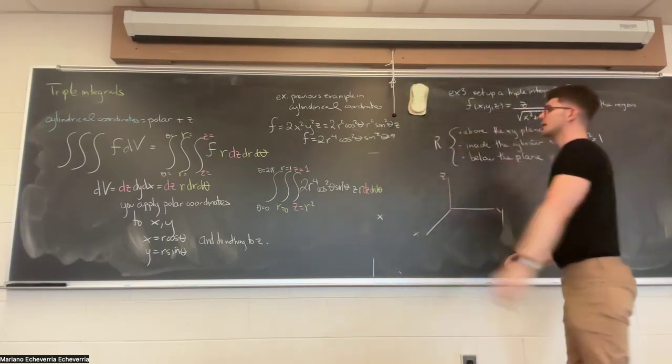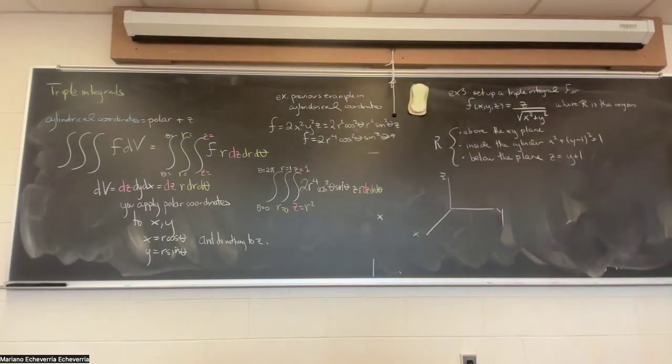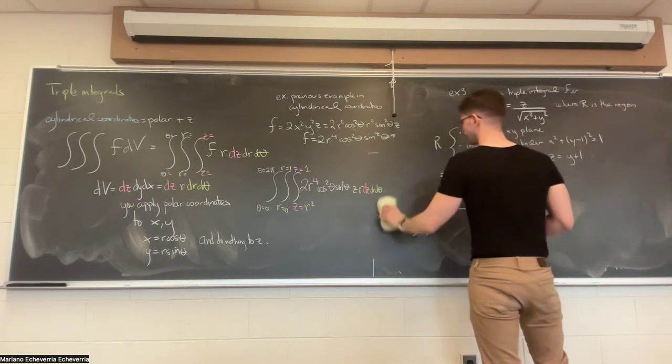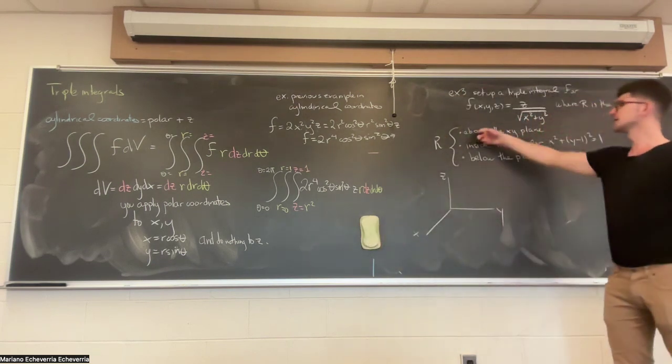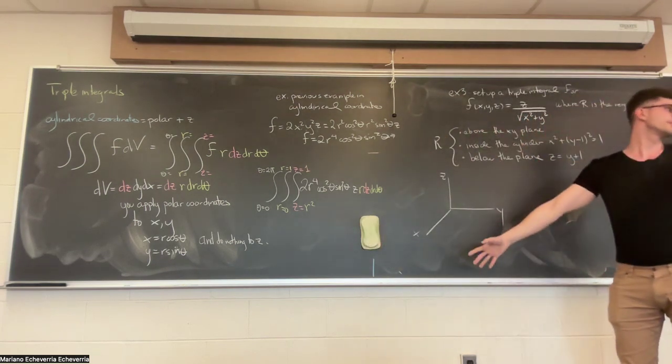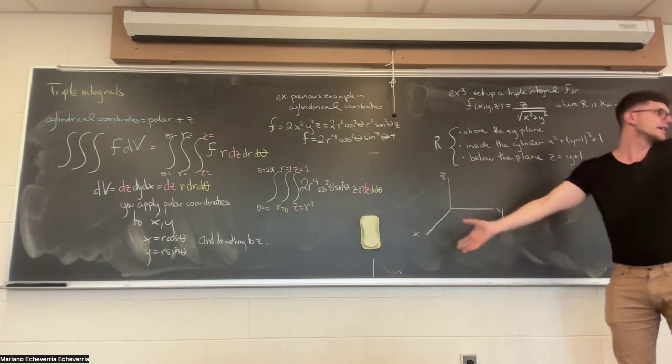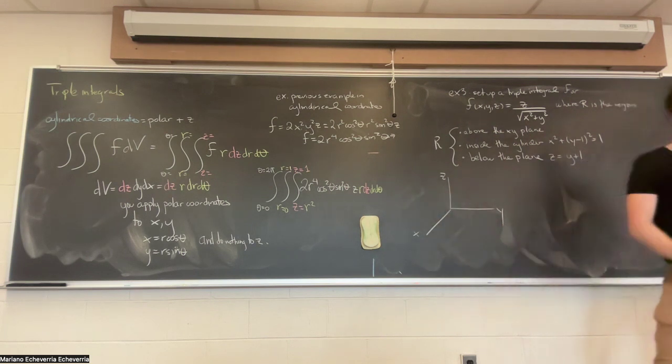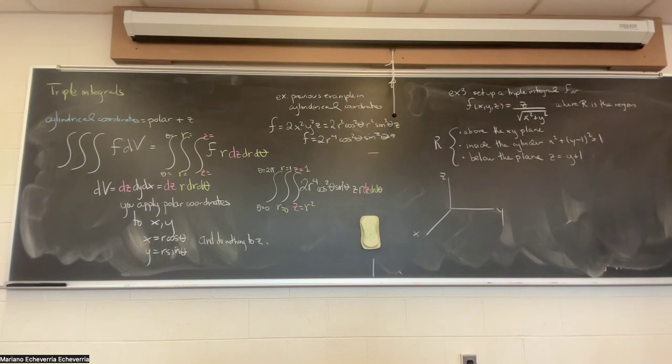Because whether you set it up in cylindrical or Cartesian, you need the picture of the region. So being above the XY plane, this condition is not that useful in terms of the picture, just that you shouldn't draw anything going in the negative Z axis. You don't need anything there. It just sets up the stage for where the picture starts.